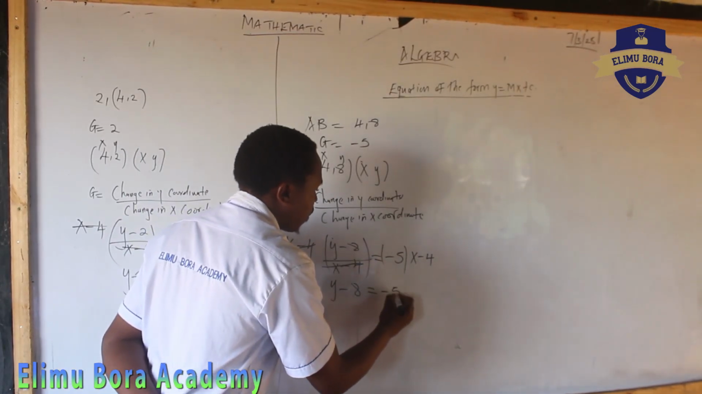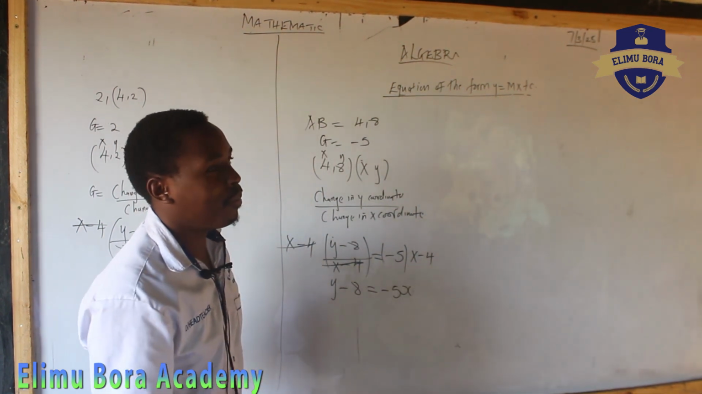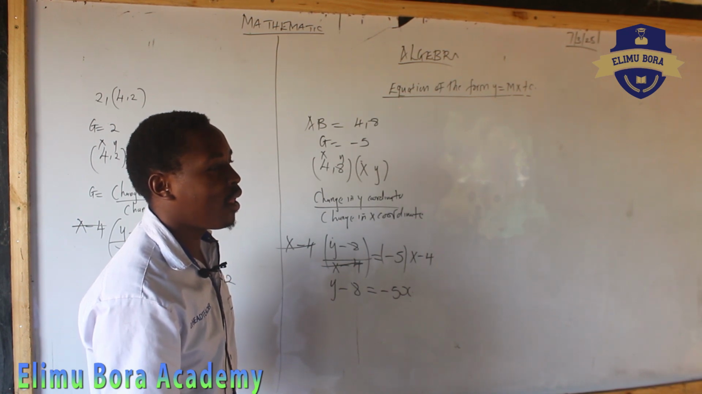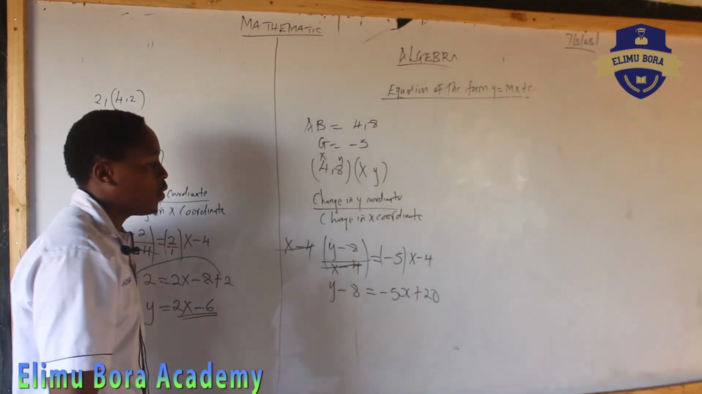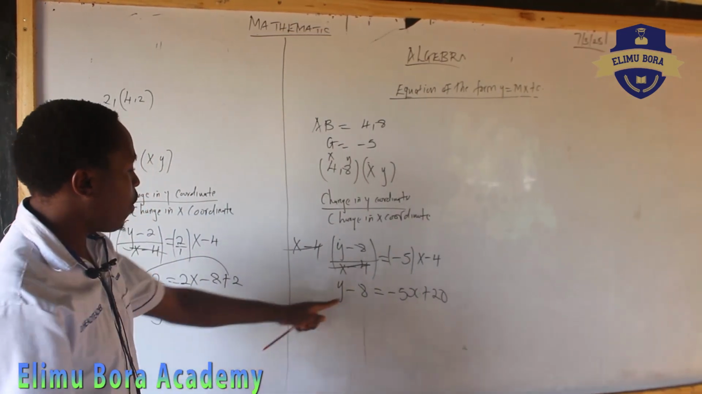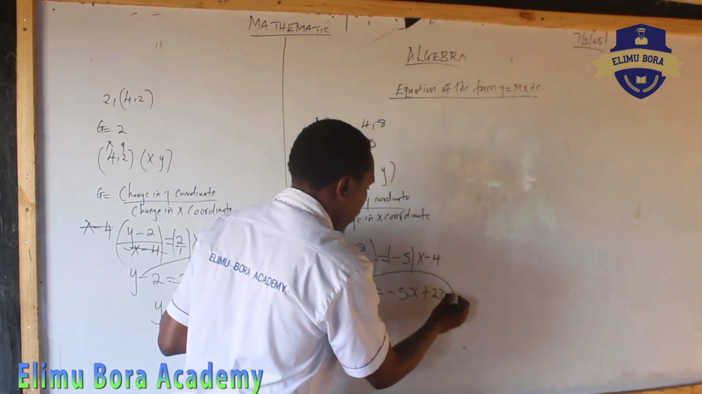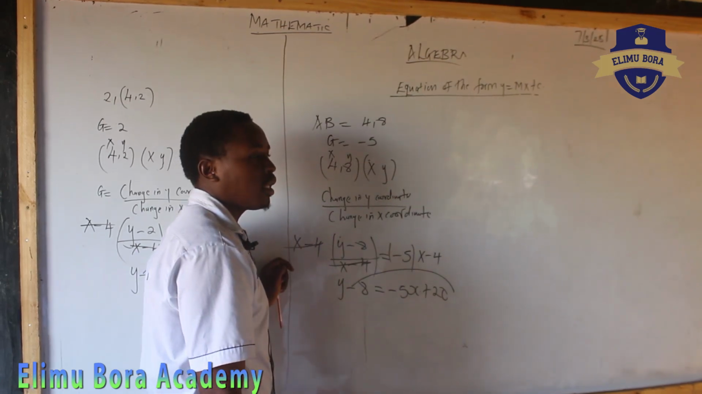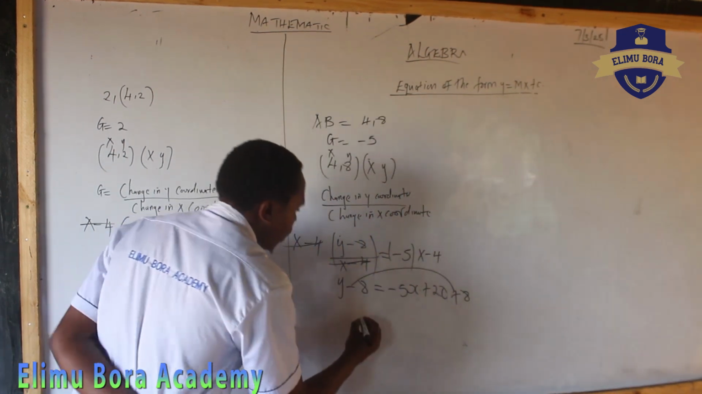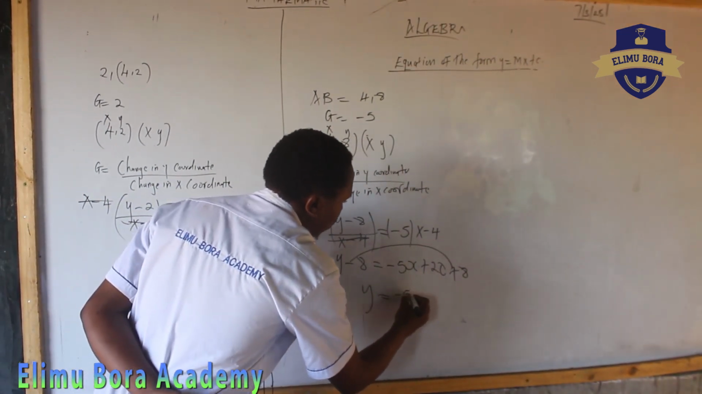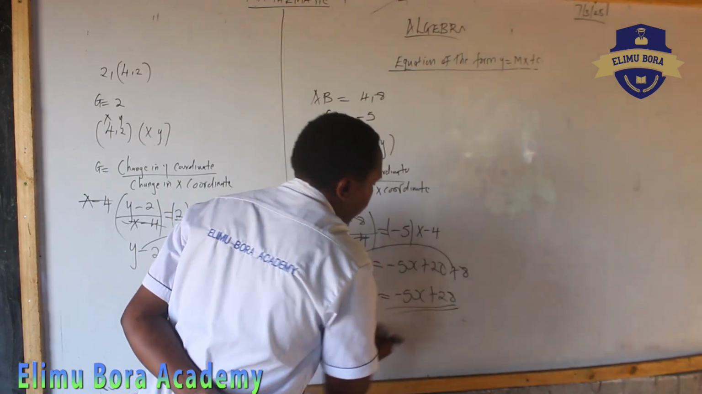So let's start multiplying. Here we have negative 5x. Then when you multiply negative times a negative, what are you going to get? You are going to get positive 20. Then from there you'll realize we have the ones that look similar. So this one crosses the equal sign. When it crosses the equal sign, it changes to positive. So it becomes positive 8. So you realize our y becomes negative 5x plus 28. So this is how we are creating it.